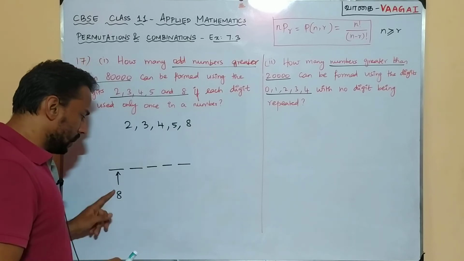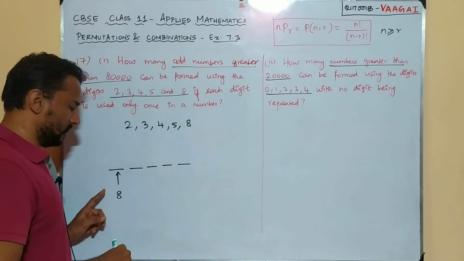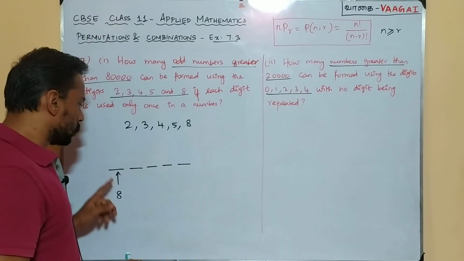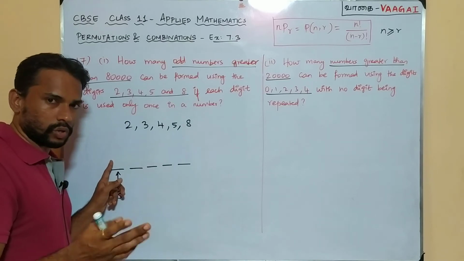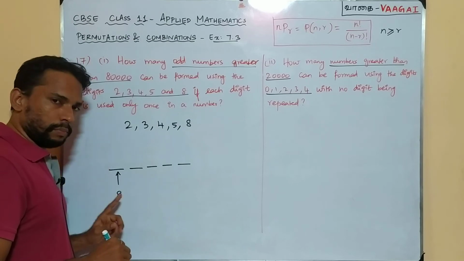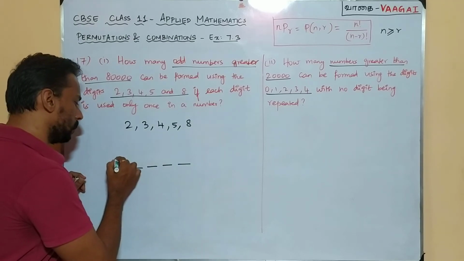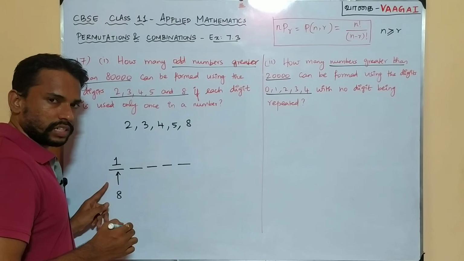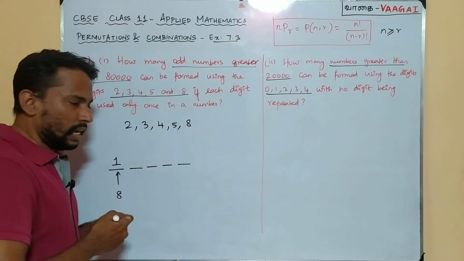So that means this slot can be filled only with the digit 8. Do you understand this? So for that reason, don't put 8 here. It is wrong. Okay. So what do we have to put here? So that means this slot can be filled in only one possible way. So just put 1 here.